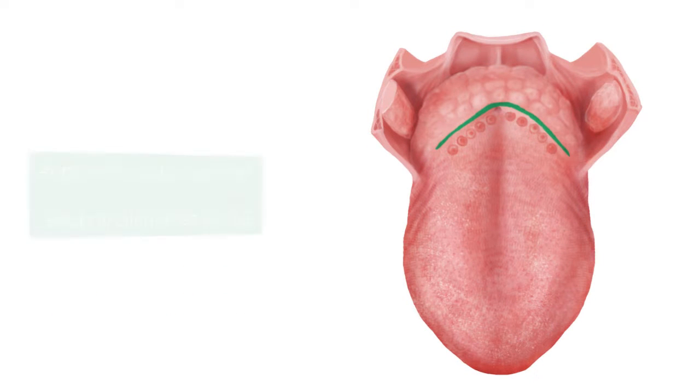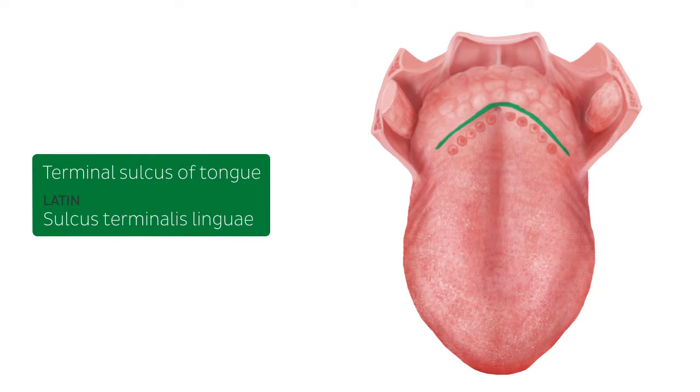So this is the terminal sulcus, which is a V-shaped groove that separates two structures, the root, and also this one here that we talked about before, the body of the tongue. Now, as you can see here, the vallate papillae run parallel to the terminal sulcus. So these dots that you see here represented on this illustration.